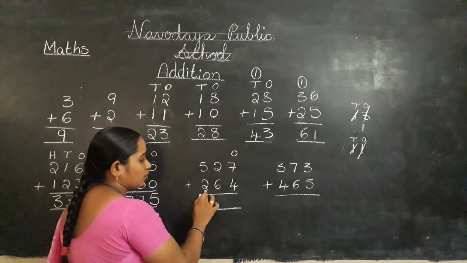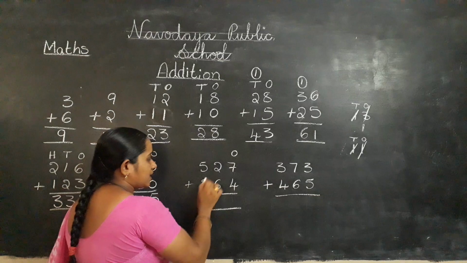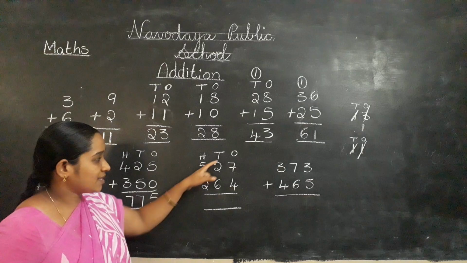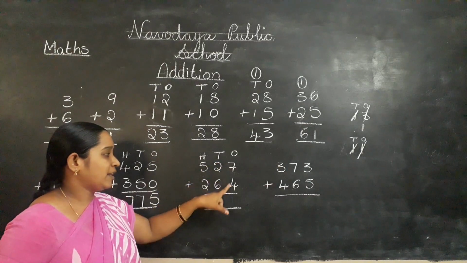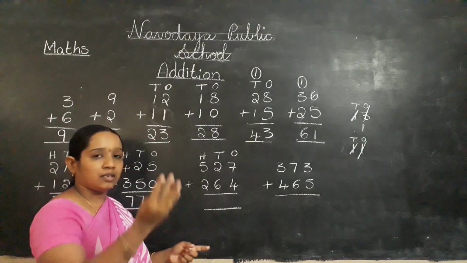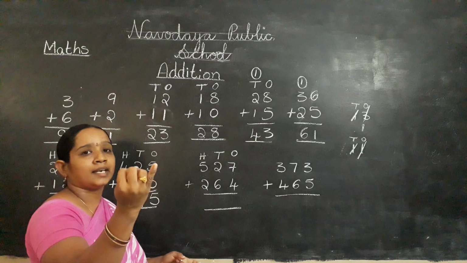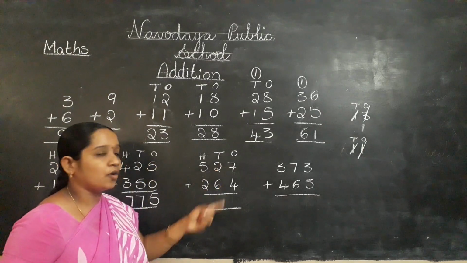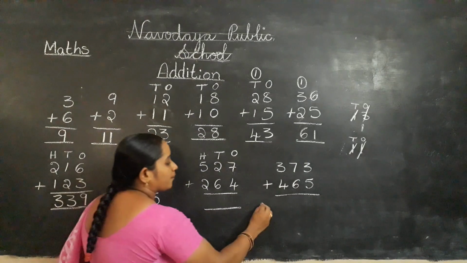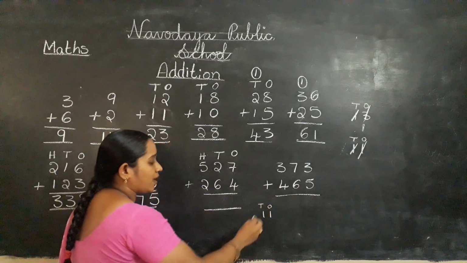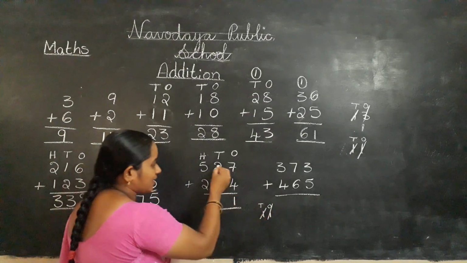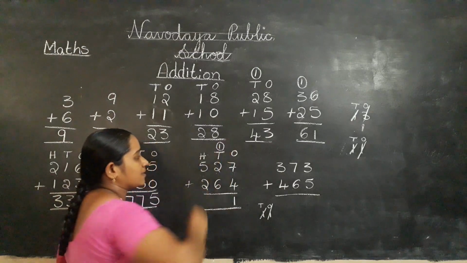527 plus 264. This is also a 3-digit number. Ones, tens and hundreds places. So first add the ones place numbers. 7 plus 4. Keep 7 in mind, take 4 fingers. 7 after: 8, 9, 10, 11. 7 plus 4 is how much? 11. So 11 is a 2-digit number. Ones and tens. So write the ones place value in the answer place. The tens place value is carried forward to the tens place.